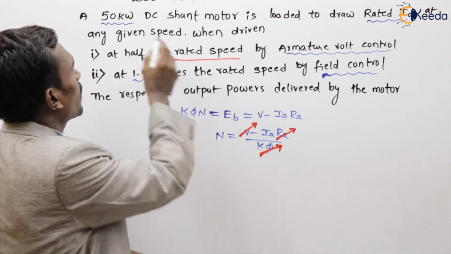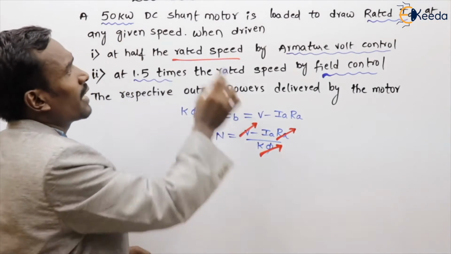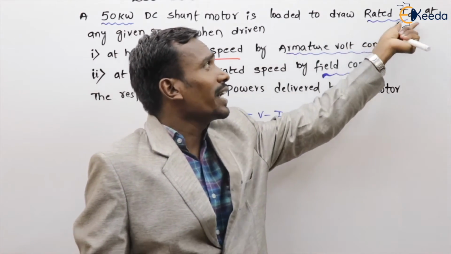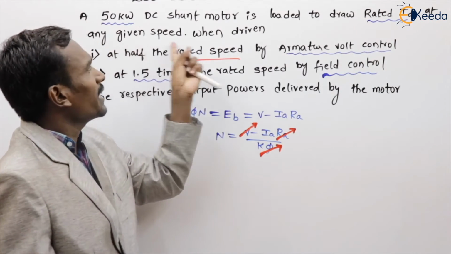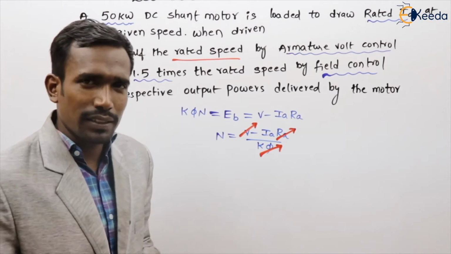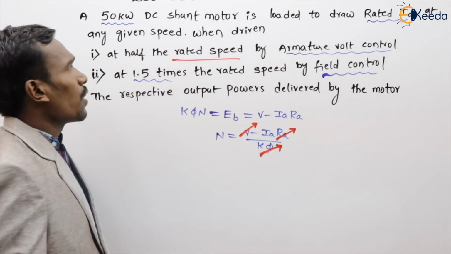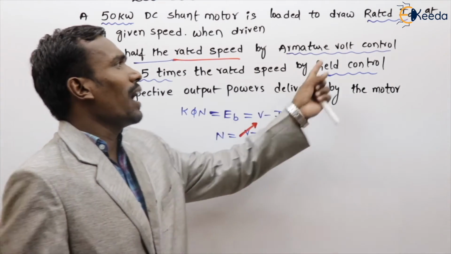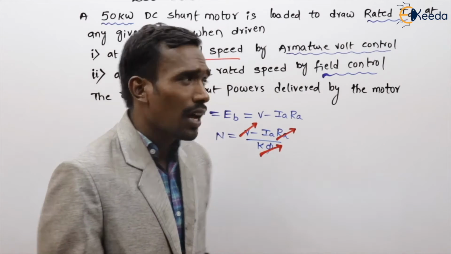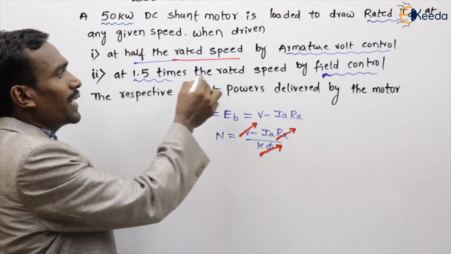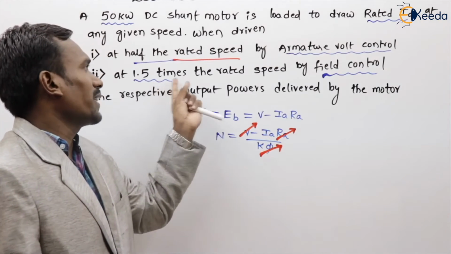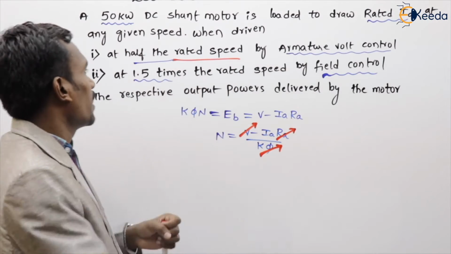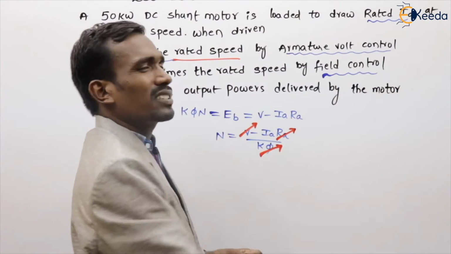Let's see here. A 50 kilowatt DC shunt motor is loaded to draw rated armature current at any given speeds, when driven at half the rated speed by the armature voltage control method, and also next, at 1.5 times the rated speed by the field control method, and then the respective output powers delivered by the motor.